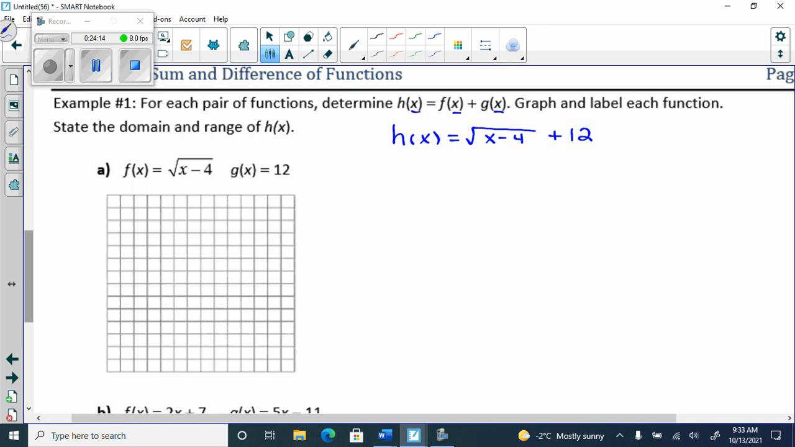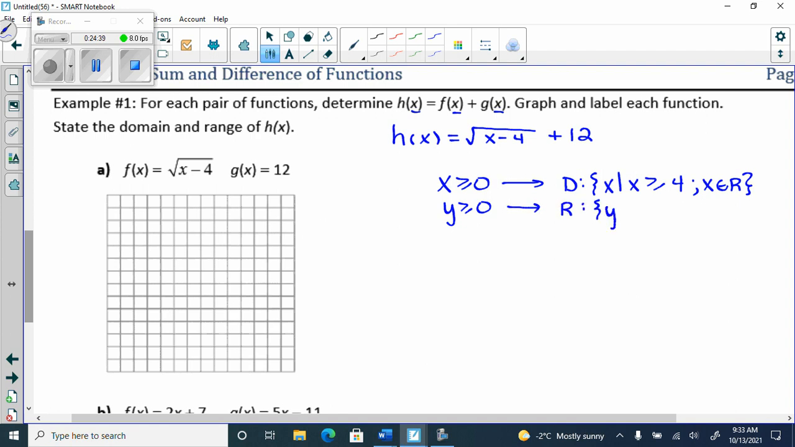Do you remember domain? Domain of a radical function is normally x is greater than or equal to 0 and y is greater than or equal to 0 is normally my range. We agree? This one has been moved 4 to the right, so it's actually going to be x such that x is greater than or equal to 4. Why did it not flip? Because there's no reflections. Now my range is going to be y such that y is greater than or equal to now 12, because why? There's no reflection. So I know I'm starting at 4 and 12.